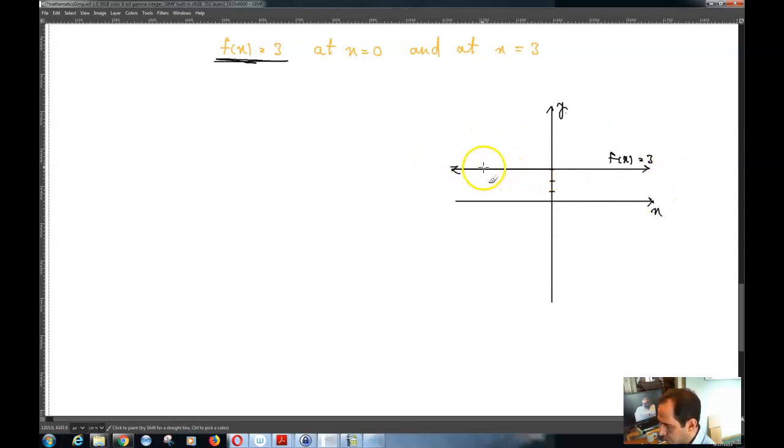That means that the derivative of this function at any point, either at x is equal to 0 or at x is equal to 3, if you calculate that, would be equal to 0, because again the slope of a horizontal straight line at any point is equal to 0. But we can try and verify.